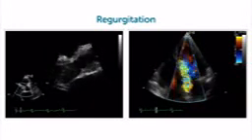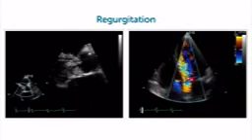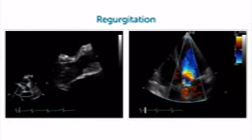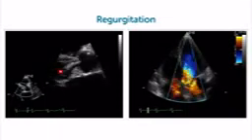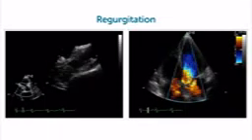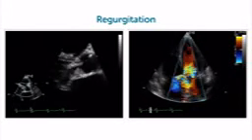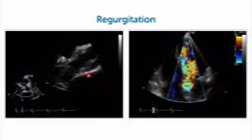Or you could find massive regurgitation. In this case, it's involving the aortic valve, and the valve, as you can see, is completely disrupted, the cusps are ruptured, and this is exactly where the regurgitant jet comes from. So you see there are vegetations, and the valve is not recognizable anymore.